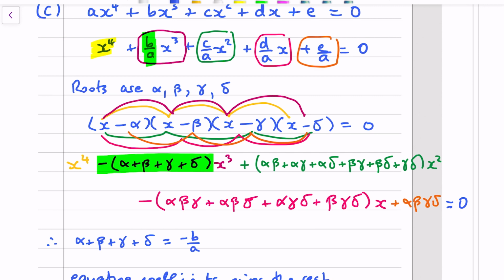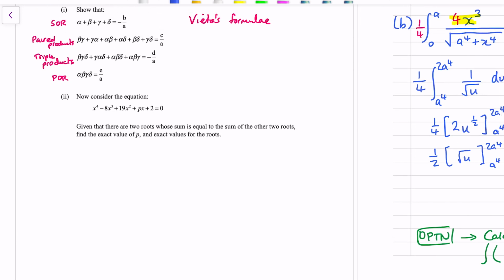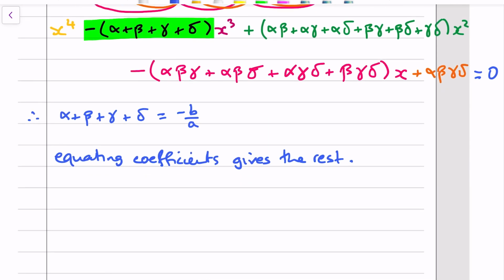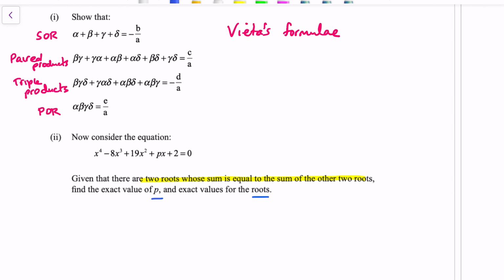Alrighty, so the last part of this question, we now have a particular quartic equation, and we need to find the value of p and the roots, given that two roots, when we sum them, we get the sum of the other two roots. Okay, x to the 4 minus 8x cubed plus 19x squared plus px plus 2.